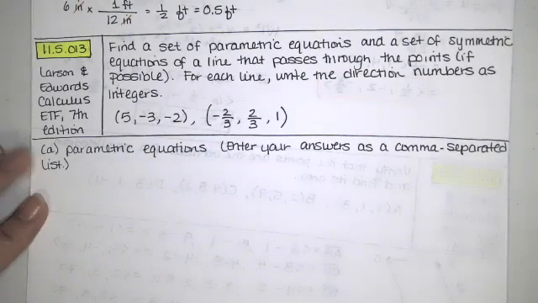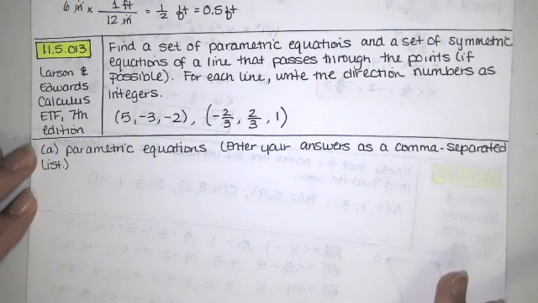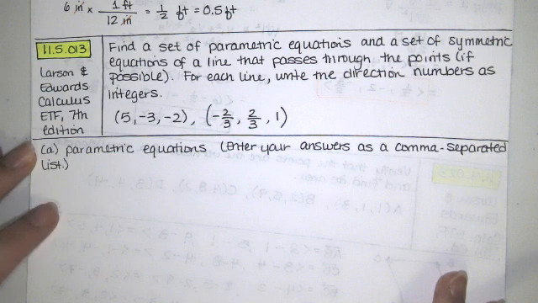In this video, we solve problem 11.5.013 from the Larson and Edwards Calculus Early Transcendental Functions text, 7th edition. We're asked to find a set of parametric equations and a set of symmetric equations of a line that passes through the points, if possible. And for each line, we're asked to write the direction numbers as integers.